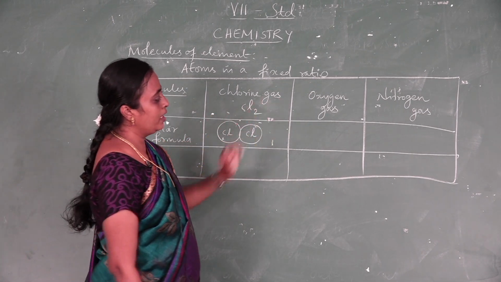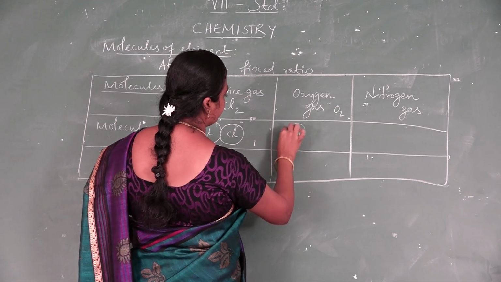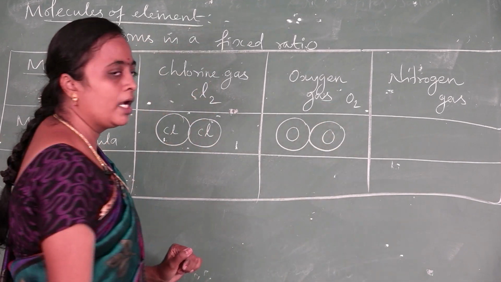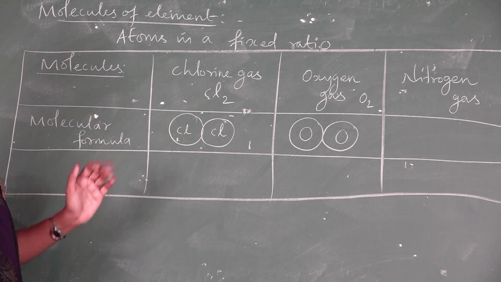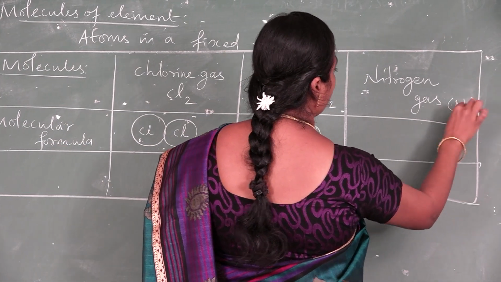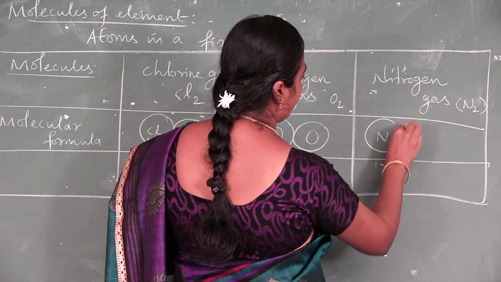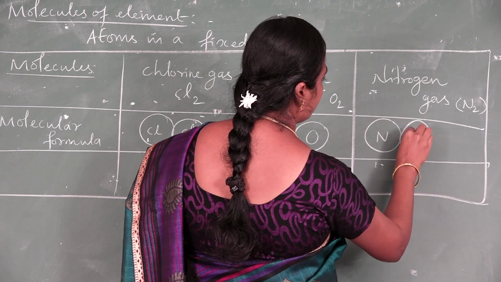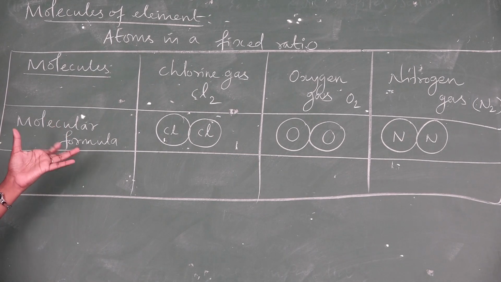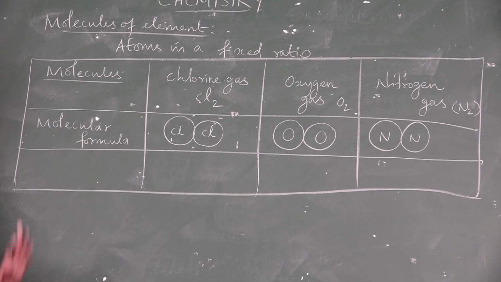And next, if I am taking oxygen gas, O2, one oxygen atom and another oxygen atom, this is a molecular formation. If I am taking nitrogen gas, N2, how are you going to represent that N2? One nitrogen atom, another nitrogen atom. This is how a bond is formed. By taking a molecular formula, we can analyze how the bond will be formed.